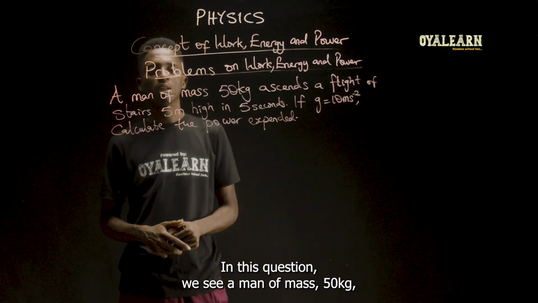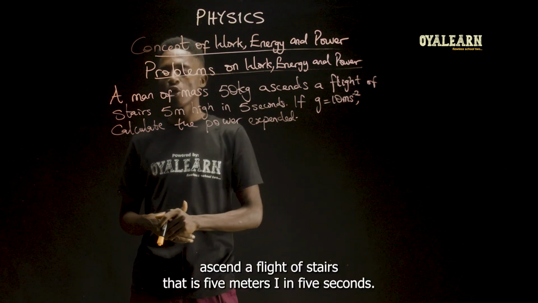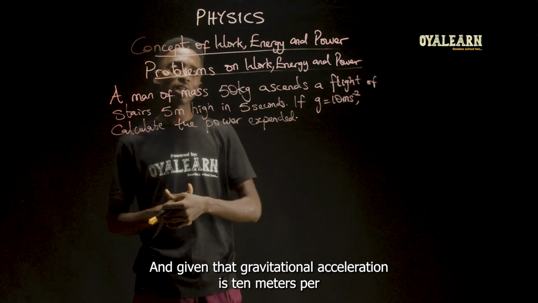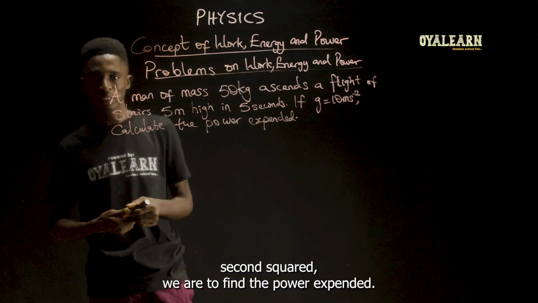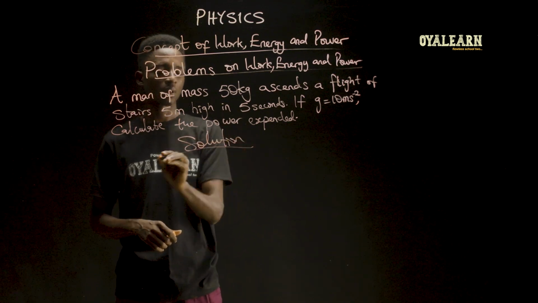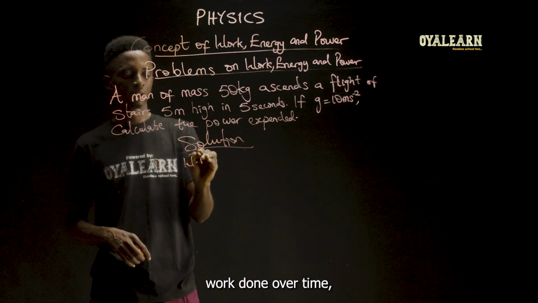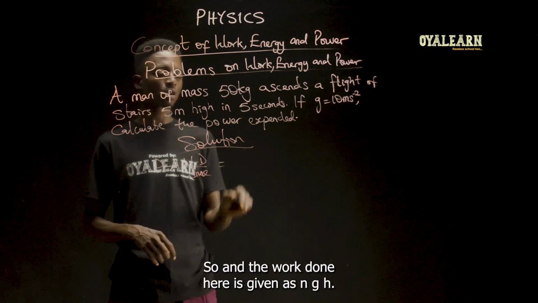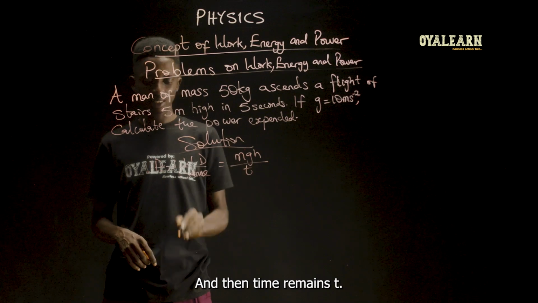In this question, we see a man of mass 50 kilograms ascend a flight of stairs that is 5 meters high in 5 seconds. And given that gravitational acceleration is 10 meters per second squared, we are to find the power expended. Now here's how you solve a question like this. Now, power equals work done over time, right? And the work done here is given as mgh, and then time remains t.